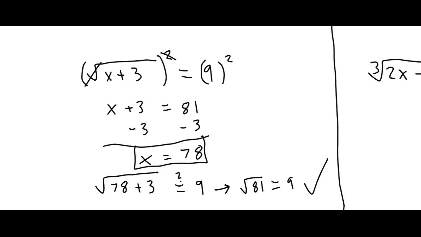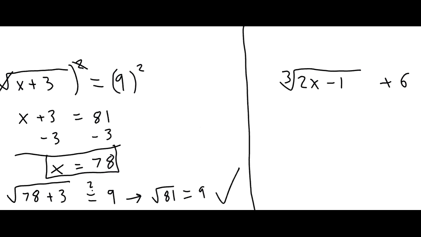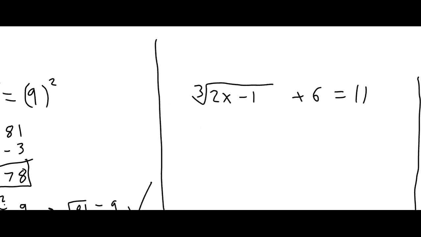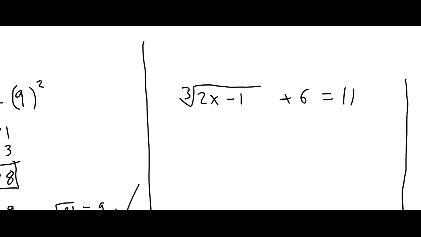Okay, let's go do another problem, a little bit more challenging here. Here we have the third root of 2x minus 1, then a plus 6 after the root, all of which equals 11. To start, you want to get the radical by itself. Right now, this plus 6 is on the left side of the equal sign, but it is not under the radical. So let's start by moving the 6 to the other side by subtracting 6 from both sides.